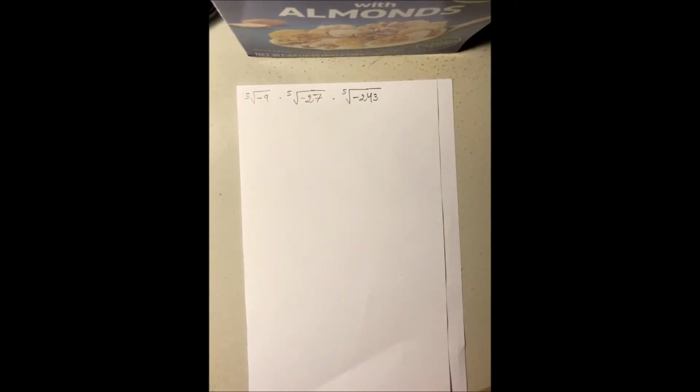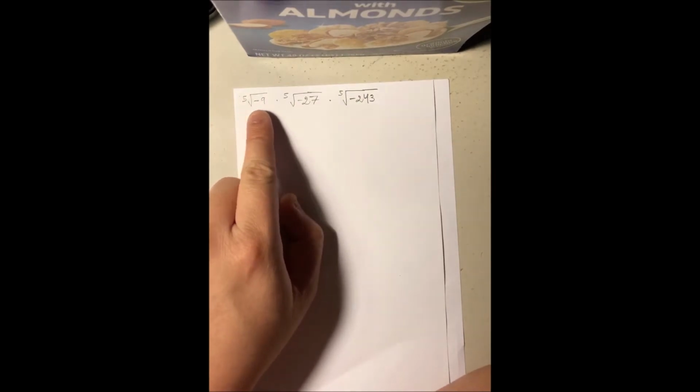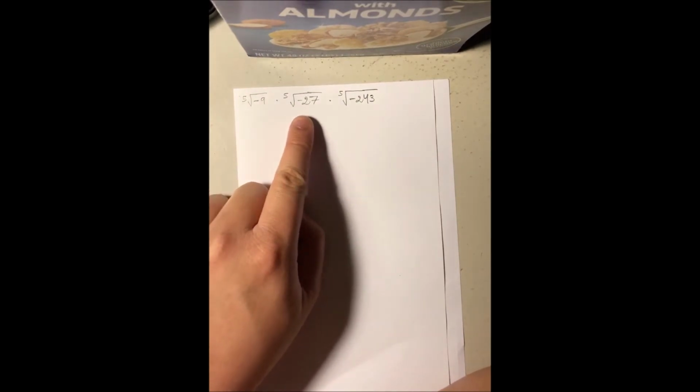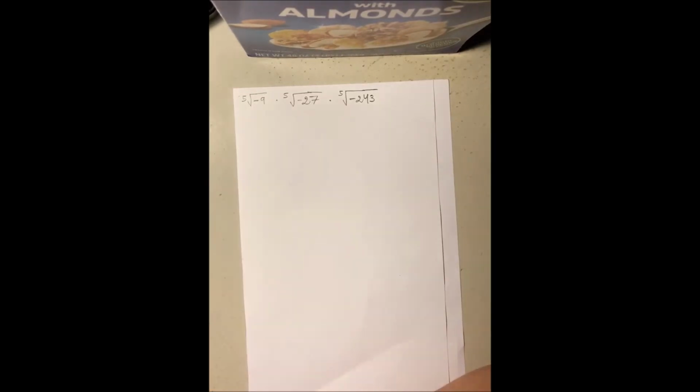Okay, here is another example of simplifying radical expressions. Now in this case, this is going to be a little different. We have a fifth root of negative 9, multiplying fifth root of negative 27, multiplying fifth root of negative 243. Now before we get started, here's a fun fact.